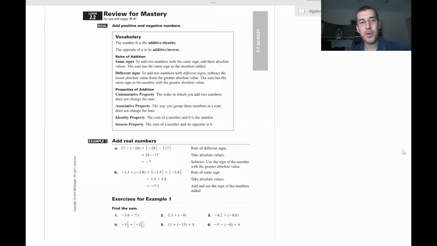Hey everybody, we're wrapping up section 2.2 today. We have 21 problems. We're doing the review for mastery and challenge practice problems today. We're talking about adding real numbers. So let's start.